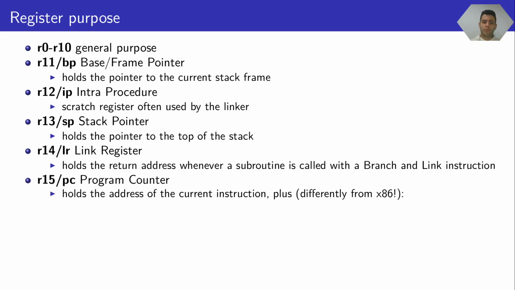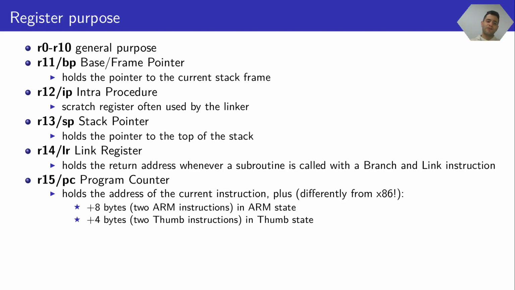Then we have the program counter that holds the address of the current instruction. But this is very different from x86. If you are in ARM state, the program counter is not pointing directly to the current instruction, it is pointing 8 bytes far from the current instruction. Instead, it's 4 bytes after the instruction in Thumb state, and this is very, very different from x86. Don't worry, when we use a debugger, the debugger will take care of managing this peculiarity for us.